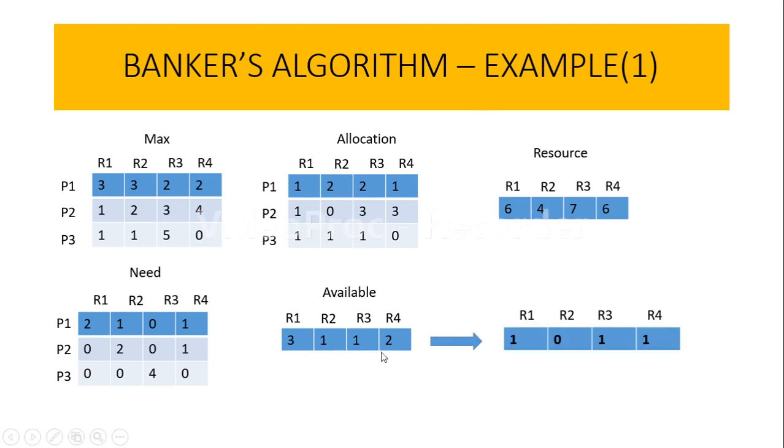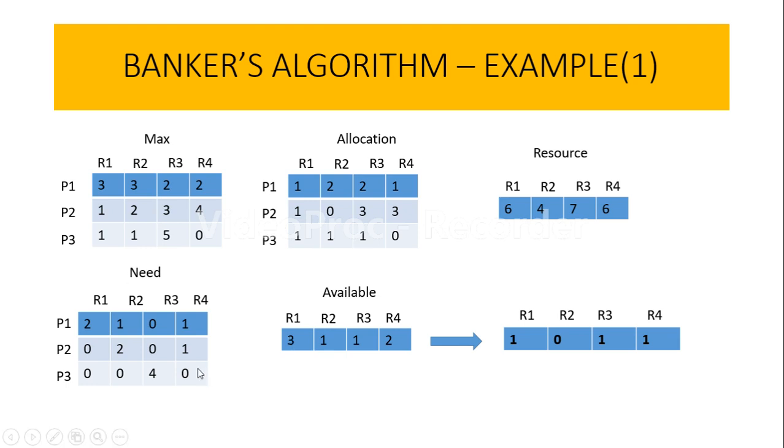The availability can be calculated by simply checking the allocation of R1. So we have allocated a total of 3 instances of R1 to the processes P1, P2, P3. Total were 6 instances, so 6 minus 3 is 3. So already 3 have been allocated to different processes, so we are having only 3 instances of R1 remaining.